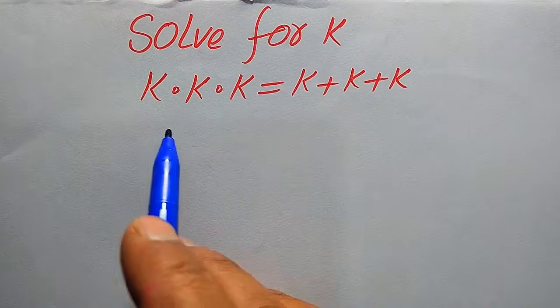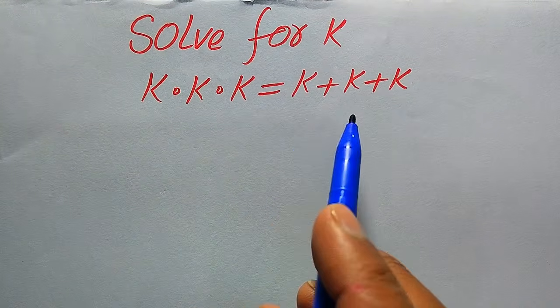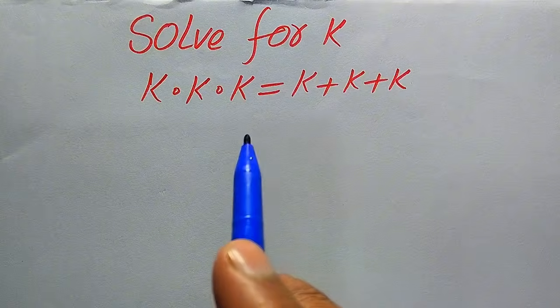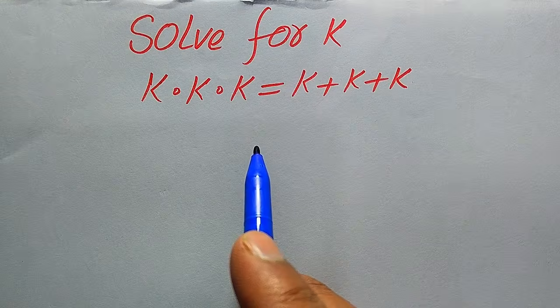So here we have k times of k equals to k plus k plus k. We need to solve this problem for all the values of k. First we need to find all the roots of this equation, and at the last we will verify which of the roots are solutions and which of the roots are extraneous roots.